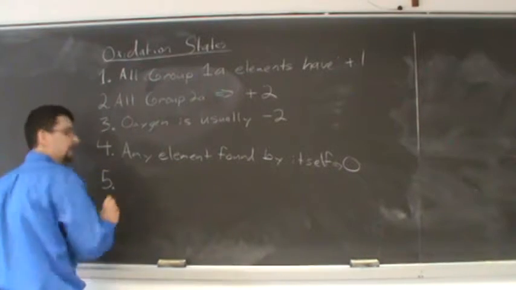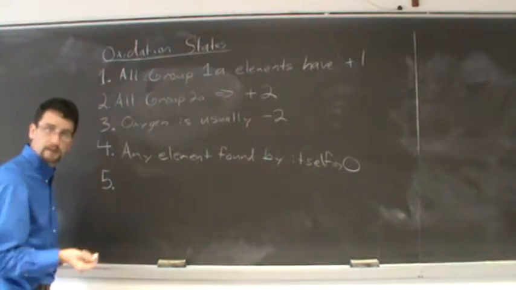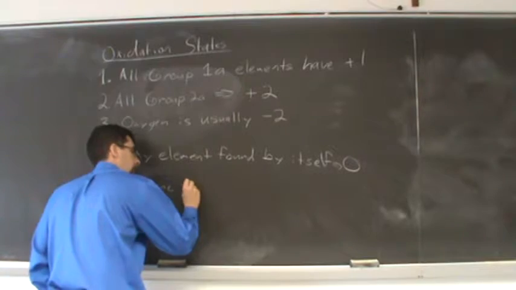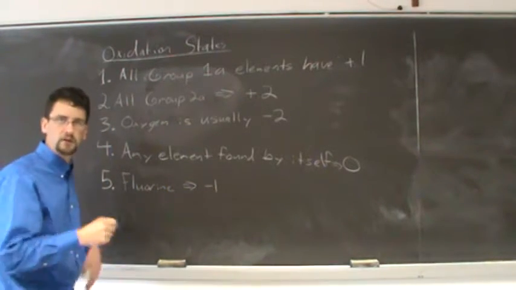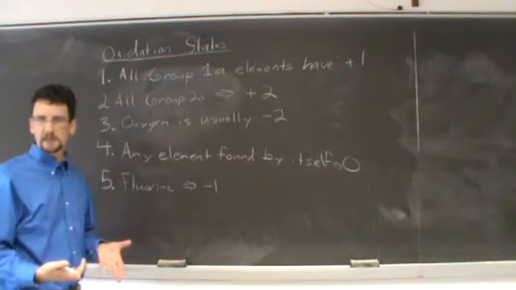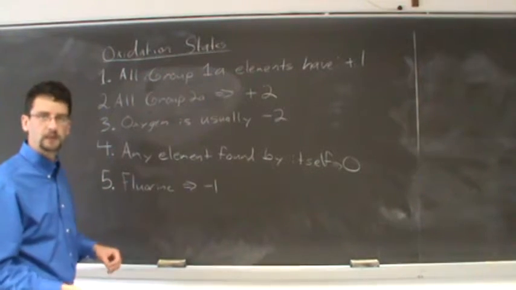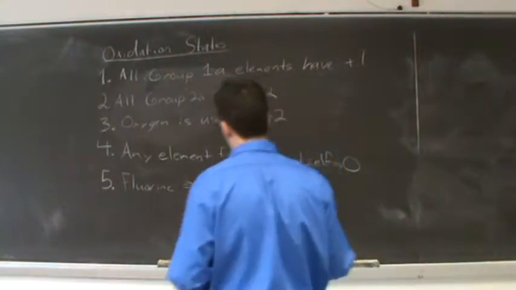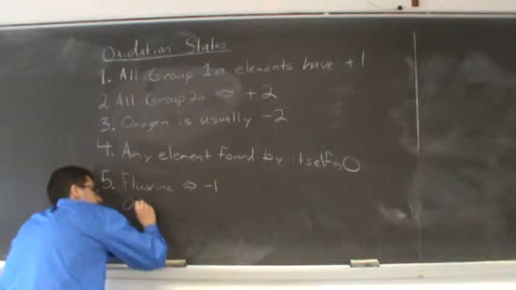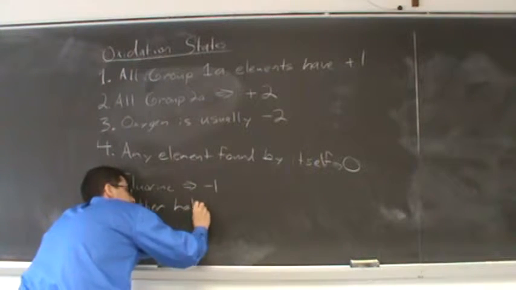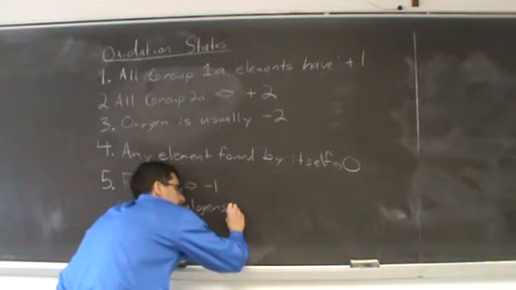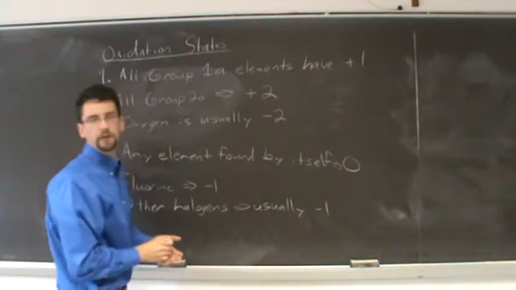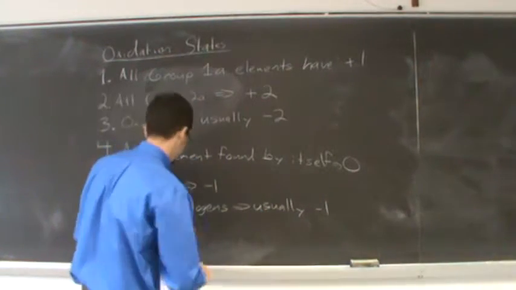The last rule has to deal with halogens. Fluorine is always -1. However, for the other halogens, chlorine, bromine, iodine, their oxidation state can vary. Usually it's in a -1 state, but sometimes it can vary, mainly if something more electronegative is paired up with it. So the other halogens are usually -1, but they can vary to other states.